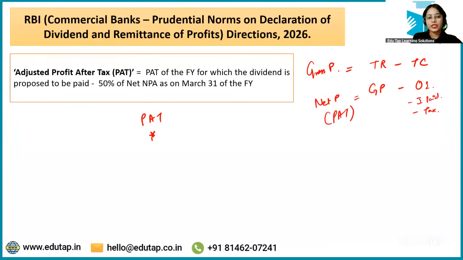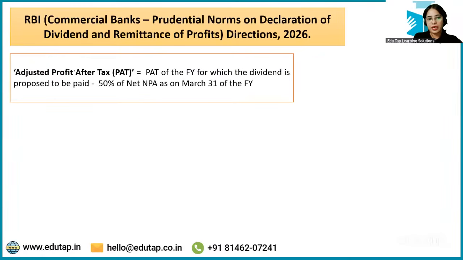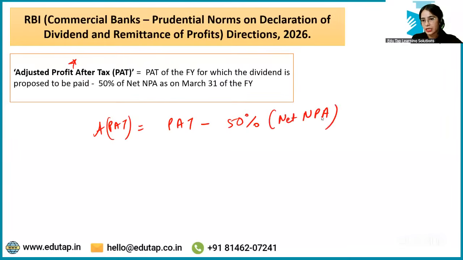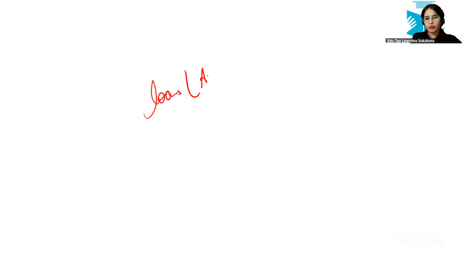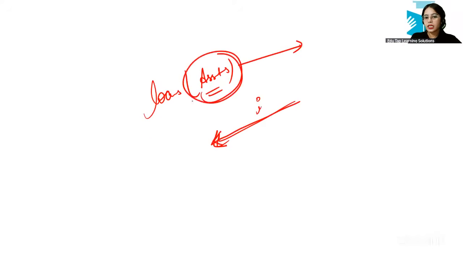Now from the profit after tax, you have to come to the adjusted profit after tax. This is something that is important. What is adjusted profit after tax? Adjusted profit after tax is the profit after tax minus 50% of the net NPAs. Non-performing assets are those assets, the loans that the banks have given. Remember, first of all, that loans are the assets of the bank, because the bank has given the loan on which it will earn interest. So the loan is the asset for the bank, as the bank is earning returns on it.